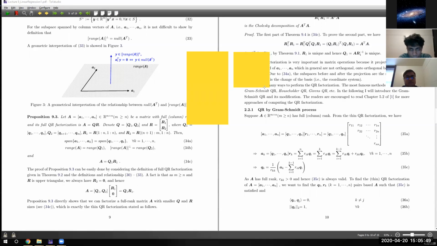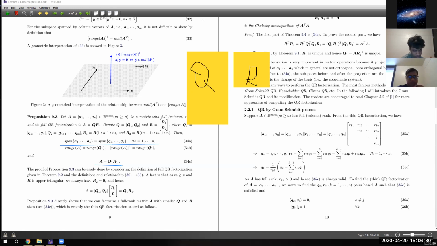Let me write something here. This is going to be Q, and this is going to be R, the full QR decomposition. And we've shown that the span of A equals the span of the first k columns of Q, for any k from 1 to n. This shows us that we can actually make a thin QR decomposition, which is the case where Q is in m by n.